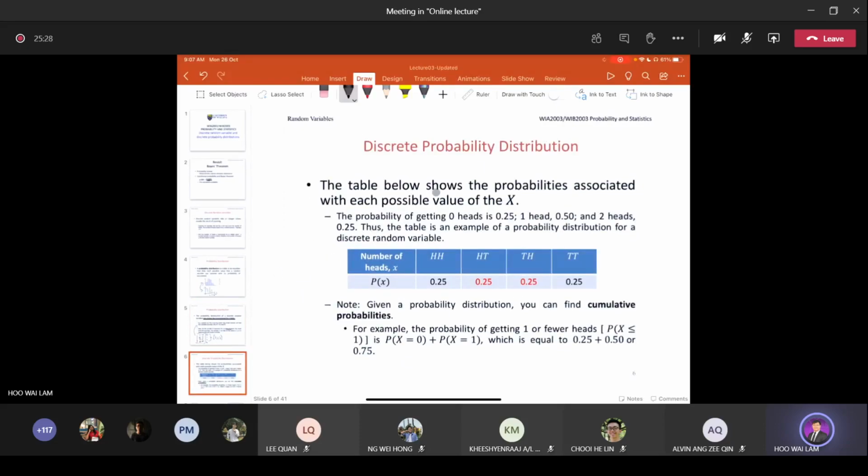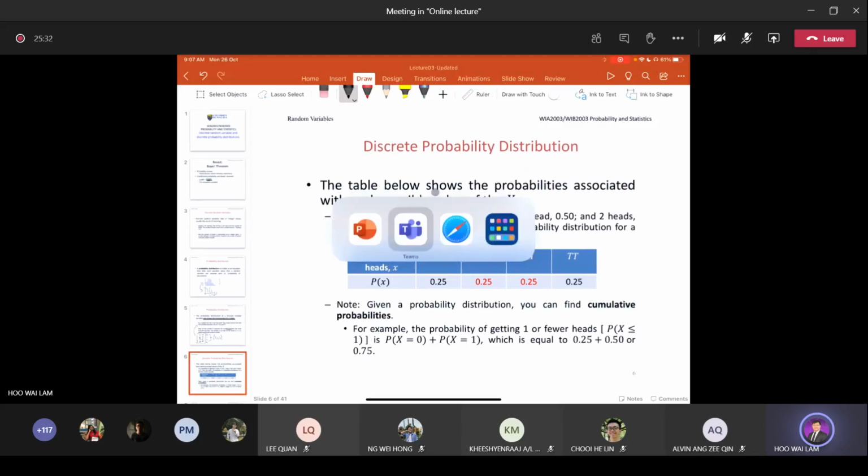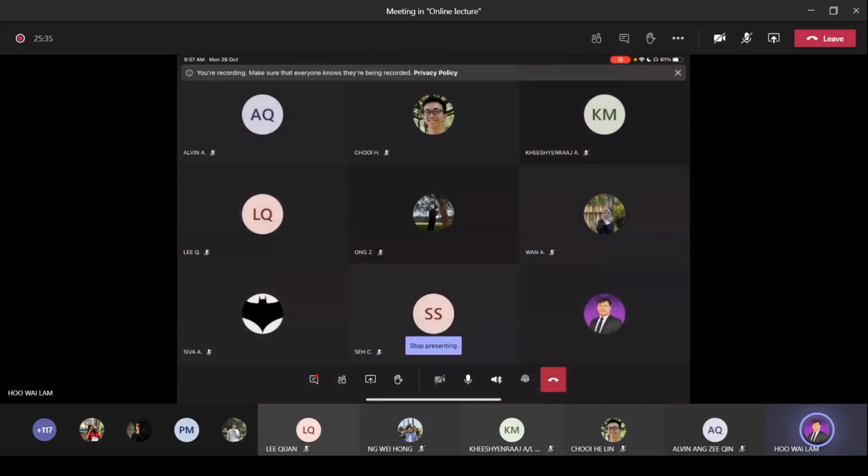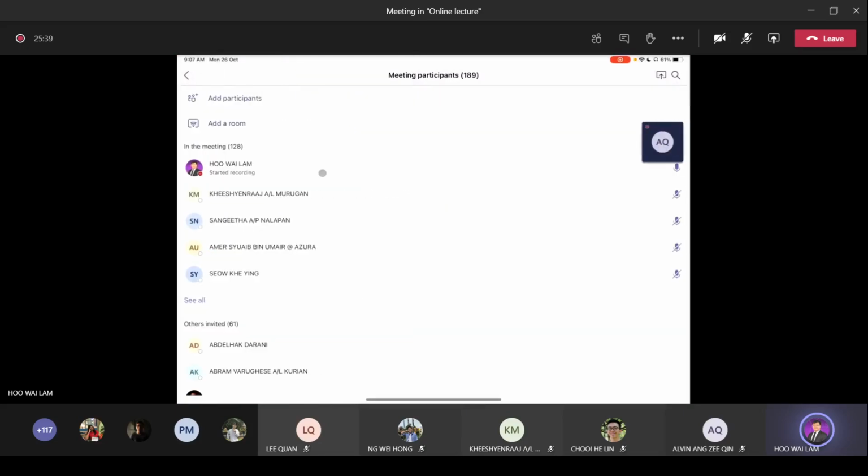The table below shows the, somebody can maybe mute your microphone. Anyone didn't mute? I'll need to go and mute all first. Okay. Anyone didn't mute? Okay. Sorry, I'll need to mute you all first, yeah?